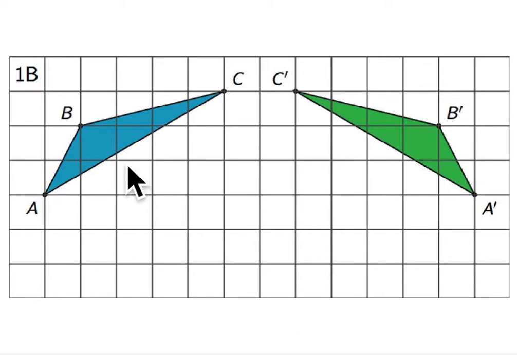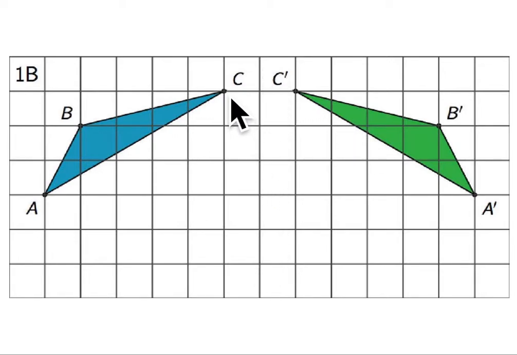All right, the second image is a reflection. And as you look at it for a while, you can tell it's not a rotation because this edge is going to end up on the far side if you rotated it. It is a reflection. The line of reflection is right here.